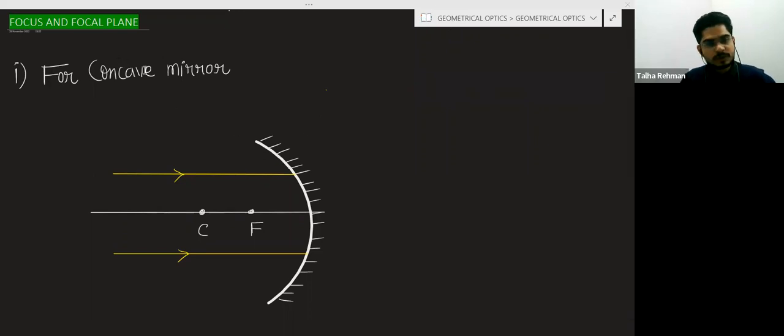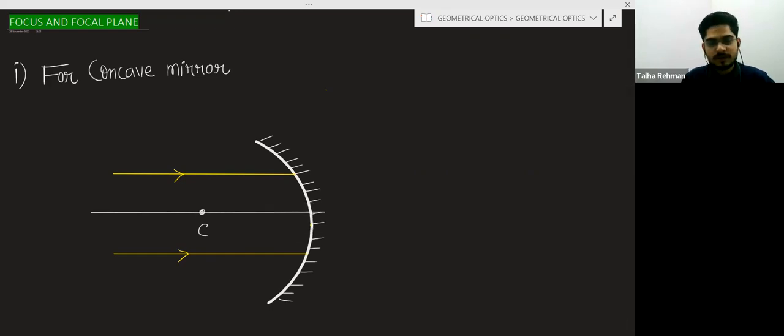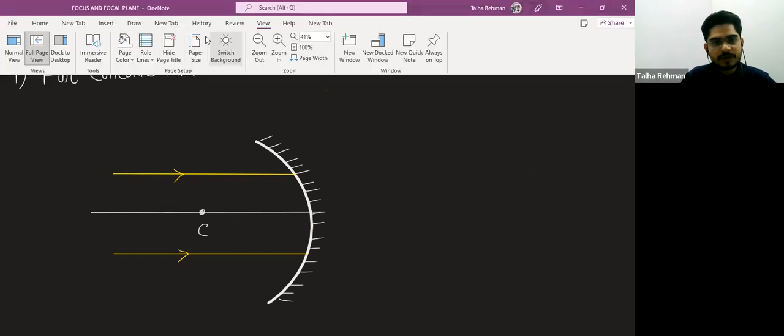Okay, so this is a concave mirror. This is the center of curvature of the concave mirror. This is the focus. We will take it later. So basically here what will happen?